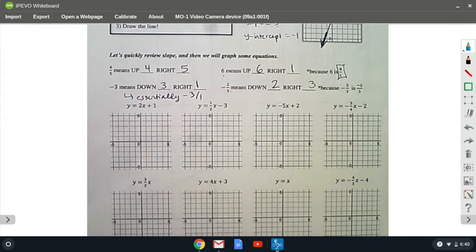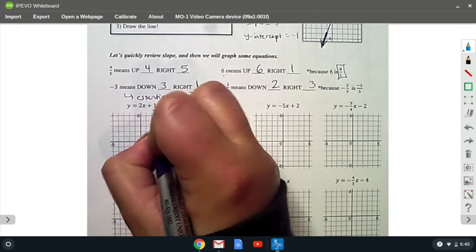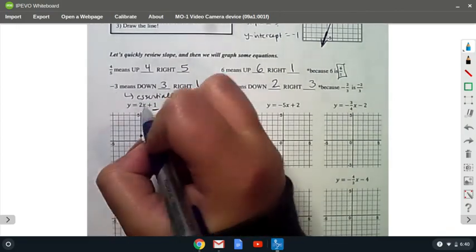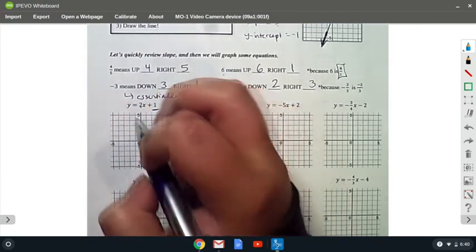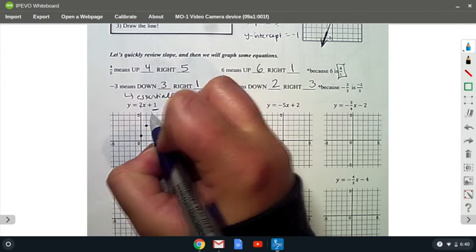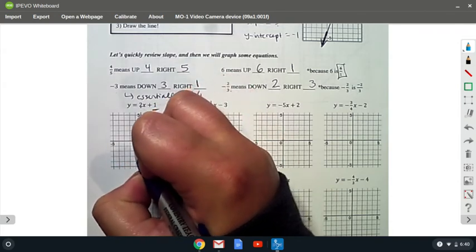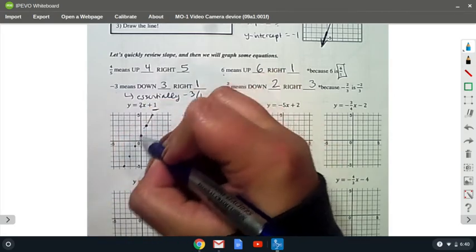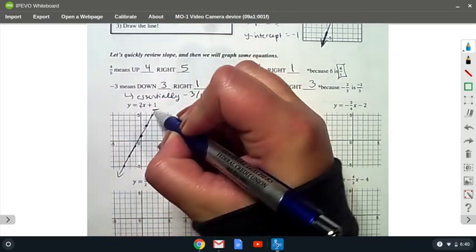So let's go ahead and graph some of these equations. I'm just going to do a few of them with you, as my videos can only be so long. So the first thing is the y-intercept is 1, so I'm going to put a dot on 1. And then my slope is 2, which is 2 over 1. So I'm going to go up 2 over 1, up 2 over 1. If I want to go backwards, I'm going to go down 2, left 1, down 2, left 1. And then I can make my line.